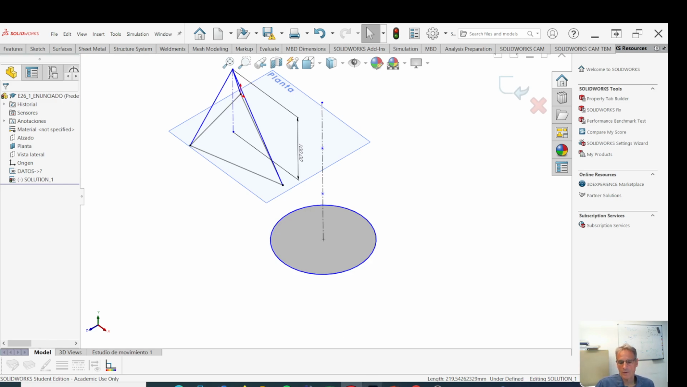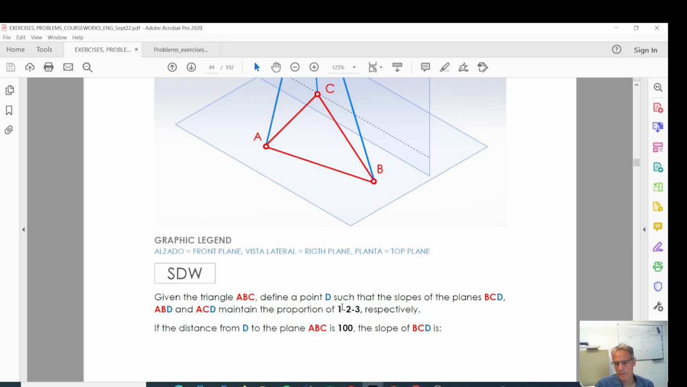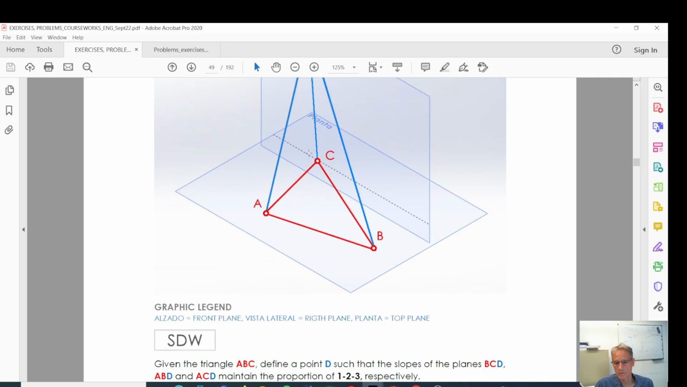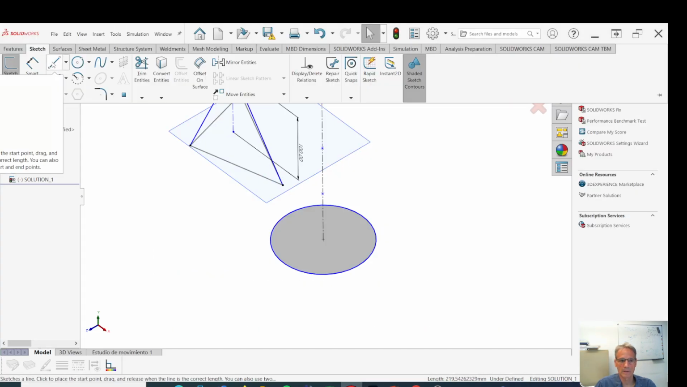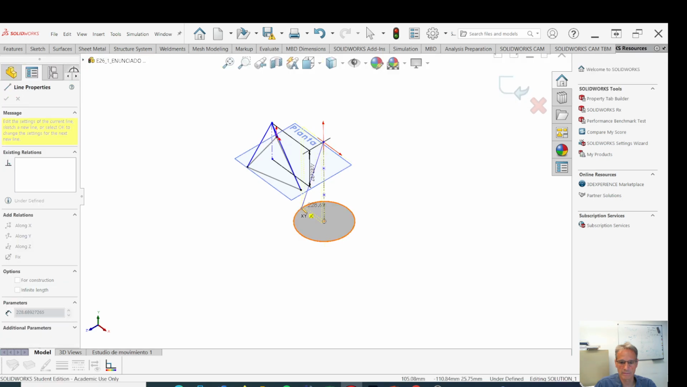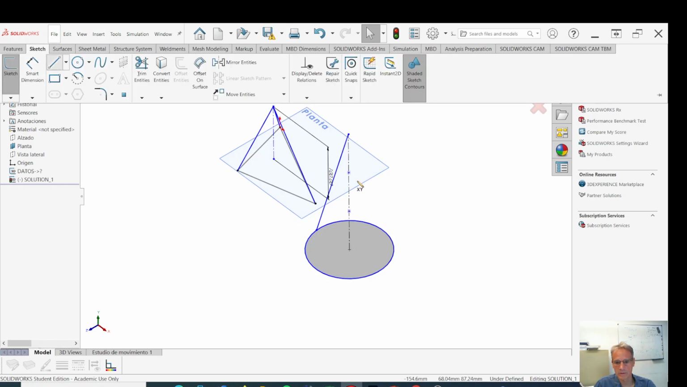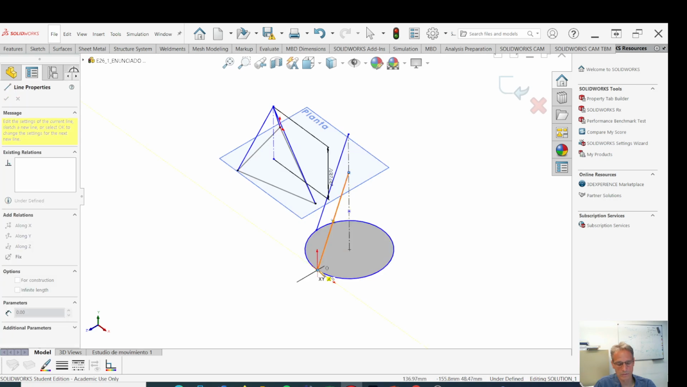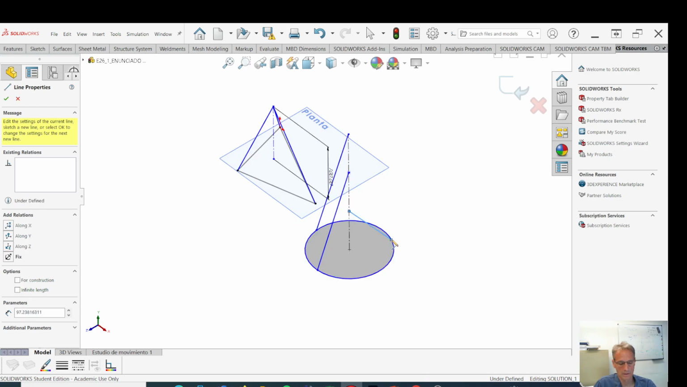So what I know is that the one proportional slope is the BCD, which is this one, and the biggest one is ACD. Then I'm going to make the parallel. I'm going to make a plane parallel to this one, BCD. Here I'm going to make another one parallel to that one with the 2, and then another one on that side of the cone.